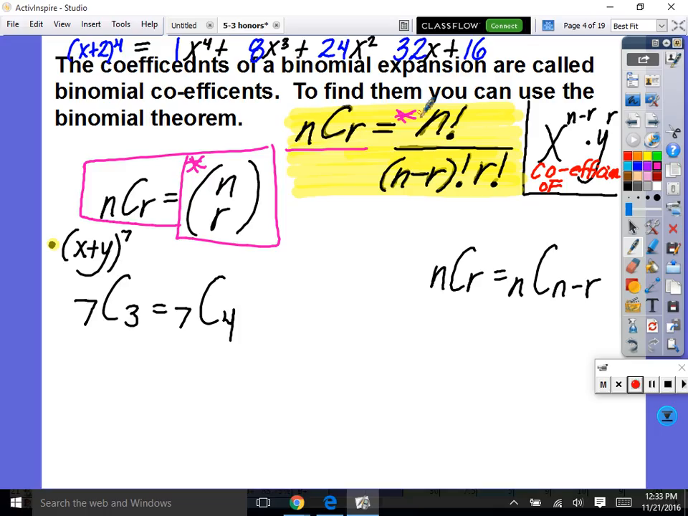Okay, so let's say we are looking at (x plus y) to the 7th. 7 choose 3 would be the coefficient in front of this variable. So 7 choose 3, so this is nCr. So x to the n minus r would be x to the 7 minus 3, which is 4, correct? And then y to the r, so y to the 3rd. If we actually calculate 7 choose 3, we'd be finding the coefficient in front of this particular variable. Now we're going to get into where those will sit in a second, so don't worry about that.